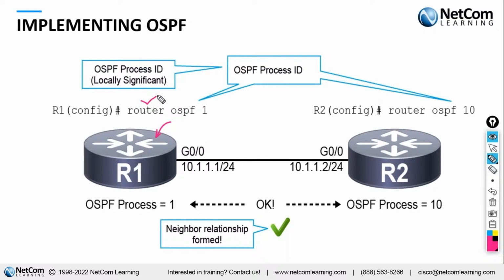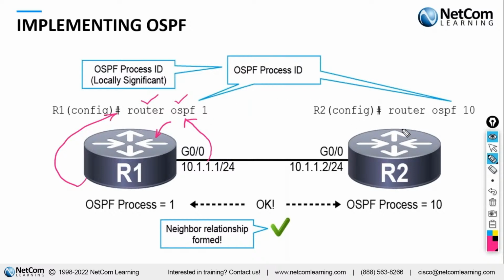Router means we are configuring routing protocol. OSPF 1 means this is our routing protocol. 1 means this is your process ID. So we are using router OSPF 1 on this router. And then we're gonna add our network information in this router. Whatever network we have, you're gonna add over there.